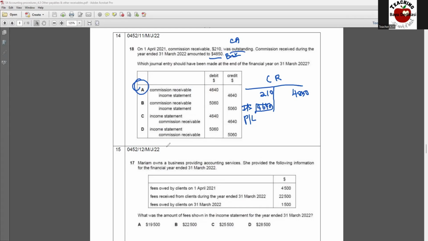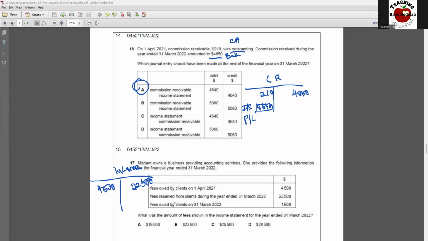Question 15. Mariam owned a business providing accounting service. She provided the following information. Fee owed by the client is an asset. This one, beginning asset 4,500. This is an income account, fee. And then fee received from the client. This one is the amount of the income, bank amount. Okay, bank in the credit side.